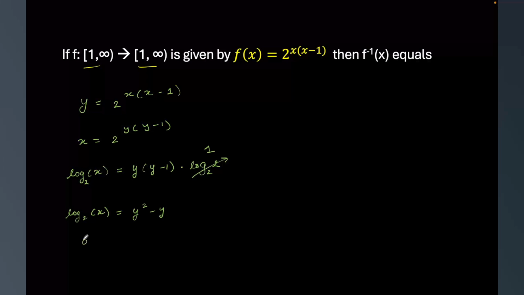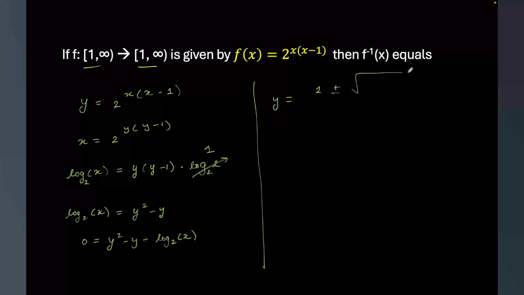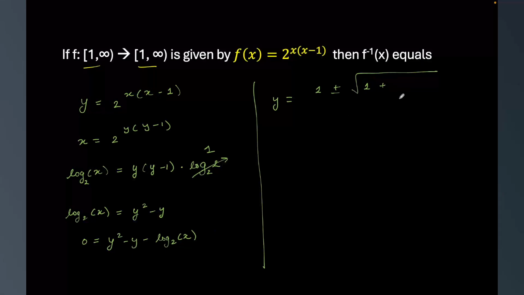Super simple. Let's take it on the other side. So we'll have y squared minus y minus log base 2 x. All right, what do we do? Same thing as we did before. We use the quadratic formula. So y is equal to negative b, which is plus 1, plus or minus square root of negative 1 squared, which is 1, minus 4ac, which should be plus 4 log base 2 x. Is it? Yeah, okay, perfect. And divided by 2a, which is just 2.